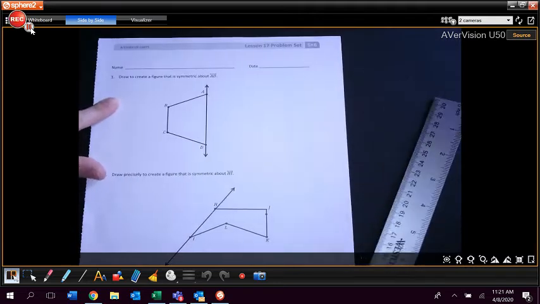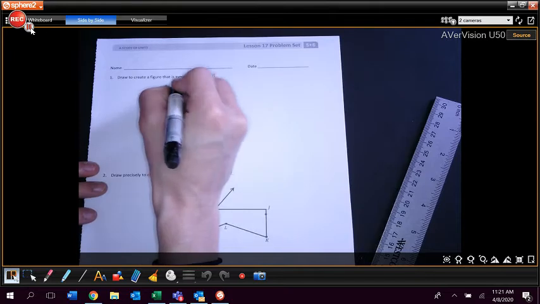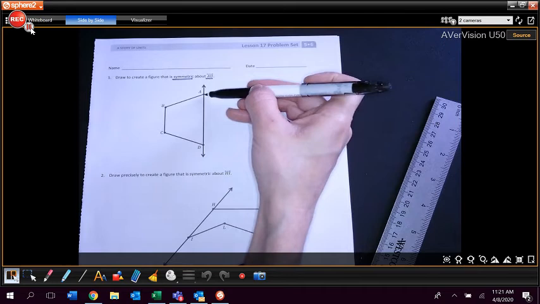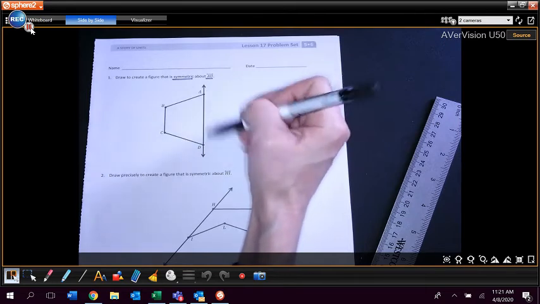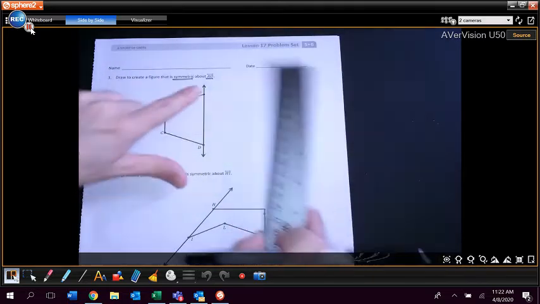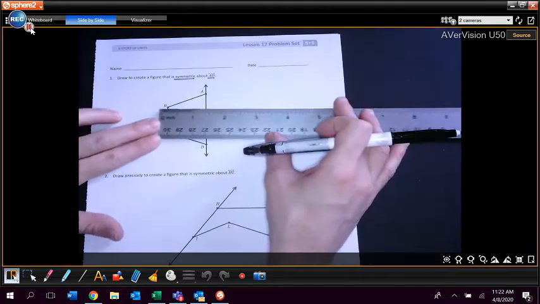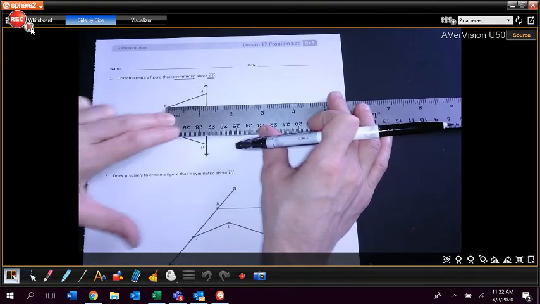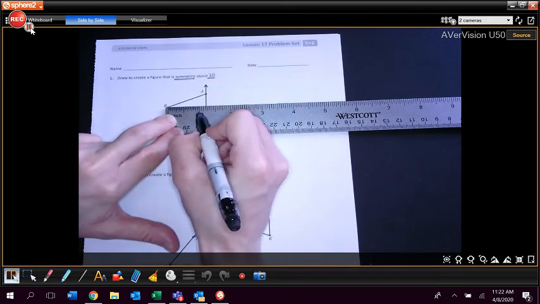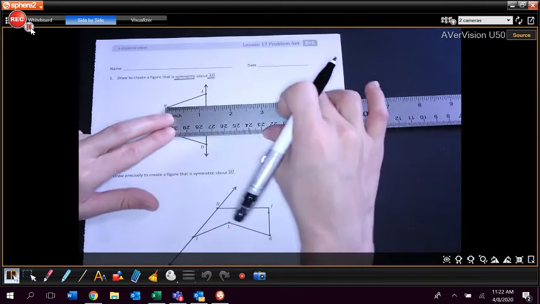So we're going to begin with problem number 1 for lesson 17, problem set. So it says, draw to create a figure that is symmetric about segment AD. So we want to make something that is symmetric to A and D. Remember, this is our line of symmetry. So I am going to see first, if this is my line of symmetry, I know that A is already there for me. So now what I need to do is I need to find B. So I'm going to measure from the line of symmetry with my ruler all the way to B. And I can see it is about an inch and almost an inch and a quarter. So an inch and 1/4, a little bit less.